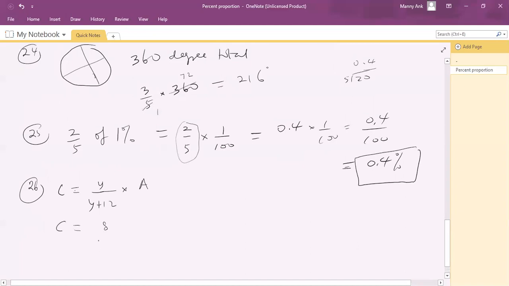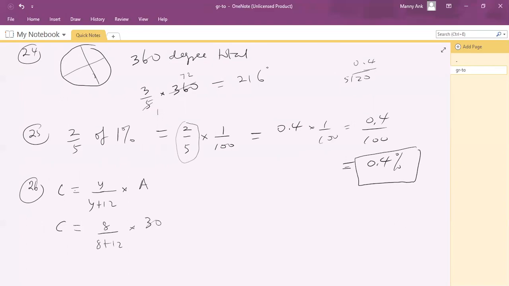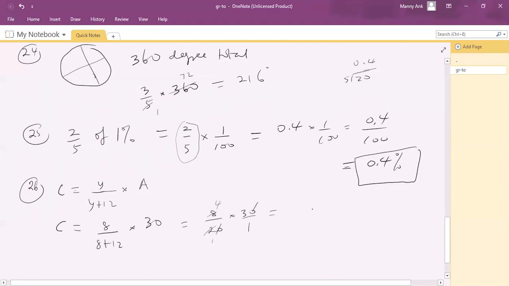So you have 8/(8+12) times the adult dose, and the adult dose is 30. Okay. And then you follow order of operations, so you have to work out the group here first. So it's 8/(8+12), that is 8/20, and then times 30. Okay, I can cross out zeros. I can put this over 1, cross zeros out. And then 2, 1, 2, here is 4. So I have 4 times 3. So that'll be 12 milligrams. So that's how we do this one.